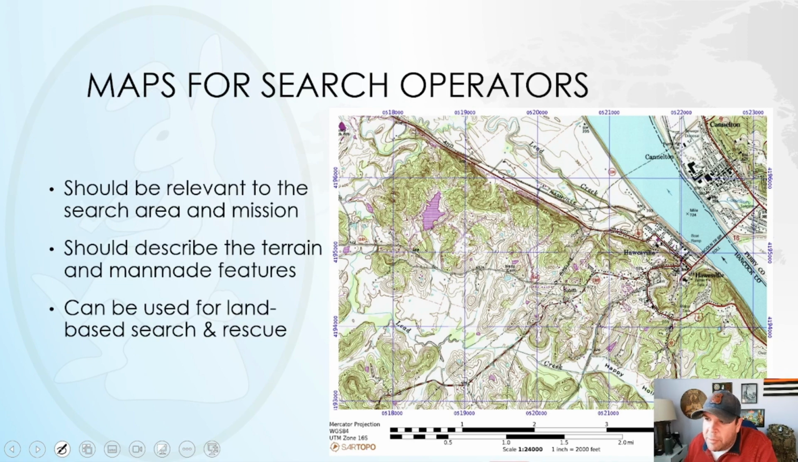It's using the good data that the U.S. Geological Survey has collected, but the technology around getting good maps in the field has grown a lot over the years.